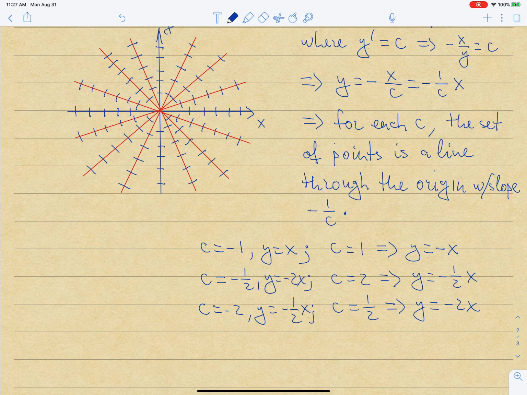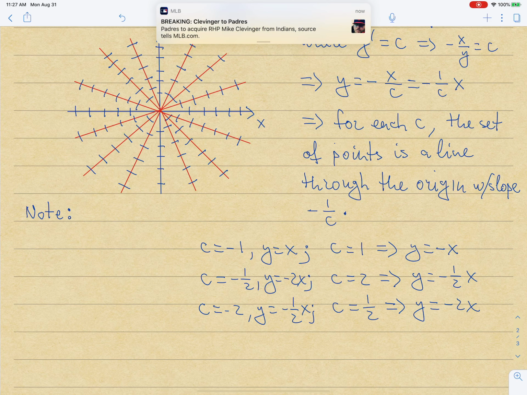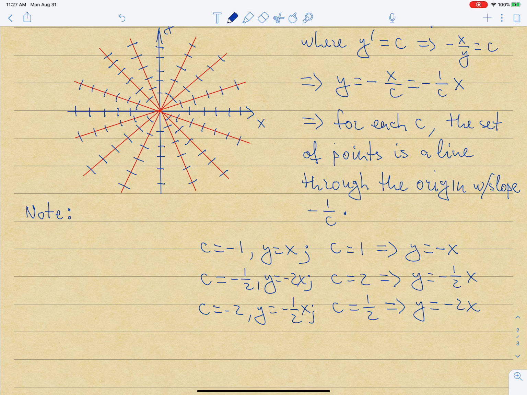Note one thing here, which follows from this calculation. If I look at the origin, all these lines intersect at the origin. So what happens there? There is no particular direction that you're going to get at the origin. So no particular direction at the origin.